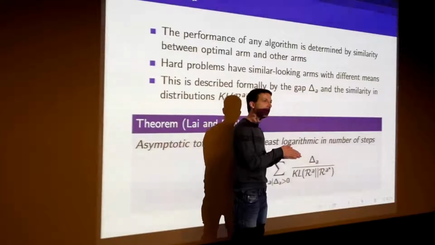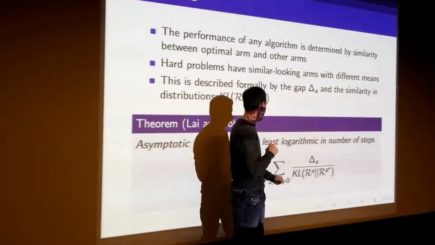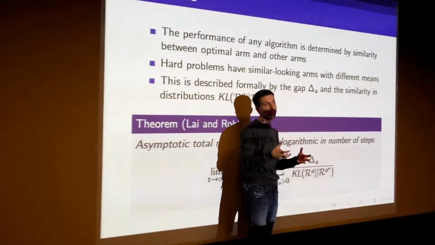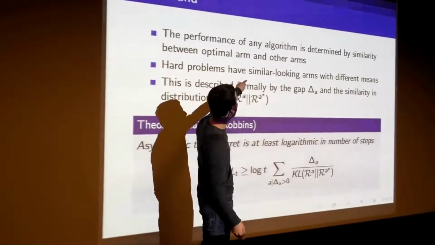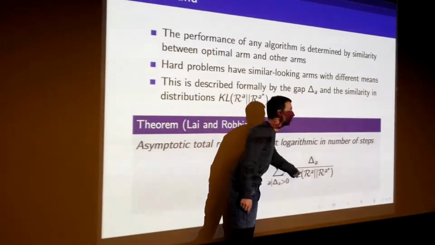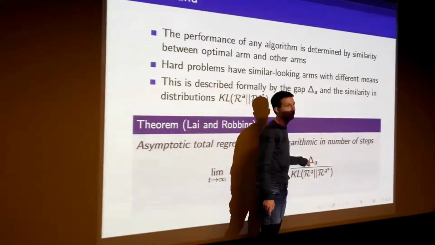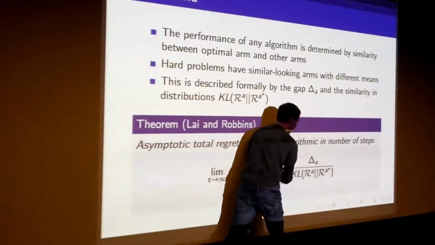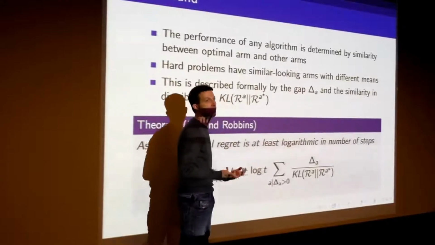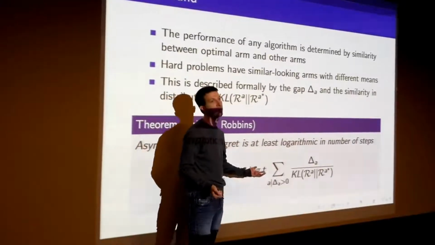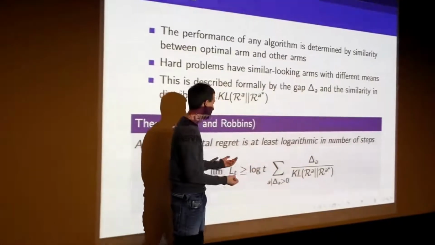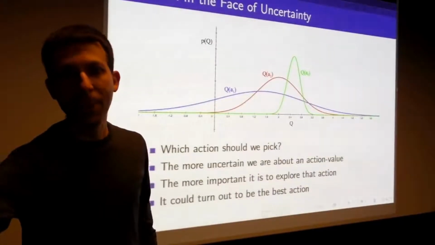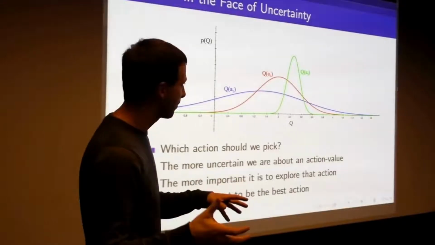This tells us that the more different the arms are, the more regret we'll incur, and it is inversely proportional to the difference in the distributions. So this is the term that tells us how hard the problem is. Hard problems have similar looking arms, that's the KL divergence between them, with different means, that's the gap here. Okay? So this is the hardness of the problem, and it is fundamental to bandits and to exploration. There's this thing which is logarithmic in the number of time steps. So we want to find algorithms which have a regret that's logarithmic rather than linear.